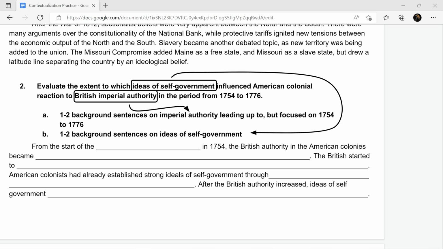So the whole sentence now reads as this. From the start of the French Indian War in 1754, the British authority in the American colonies became more strict. The British started to pass numerous taxes, i.e. the Stamp Act. American colonists had already established strong ideals of self-government through salutary neglect. After the British authority increased, ideas of self-government also increased. Grammar sucks, but you're not getting graded on grammar. You did everything. You did A, you did B. Congratulations.